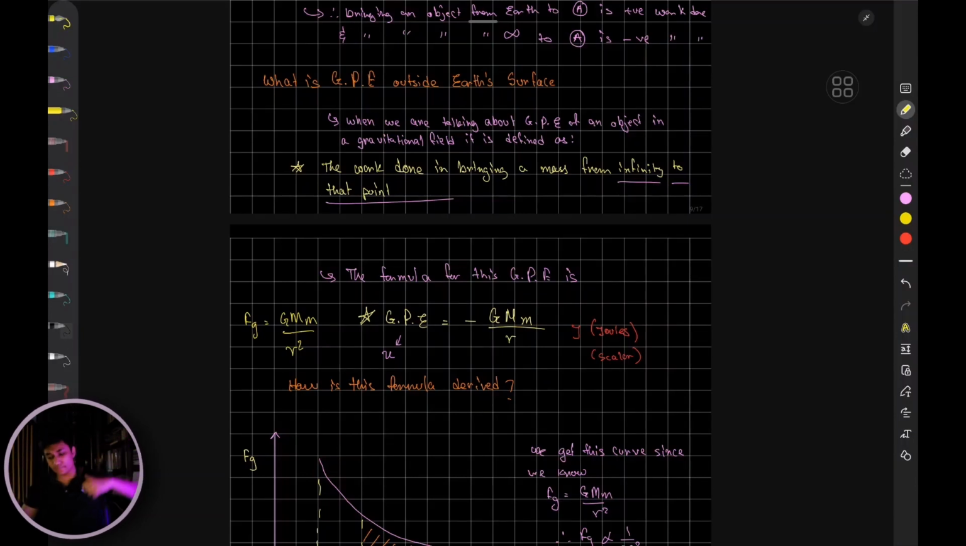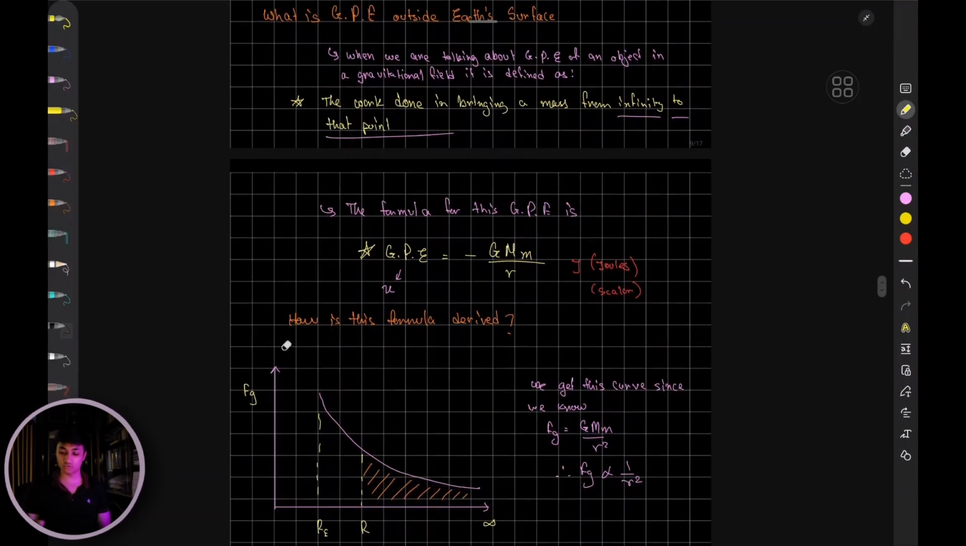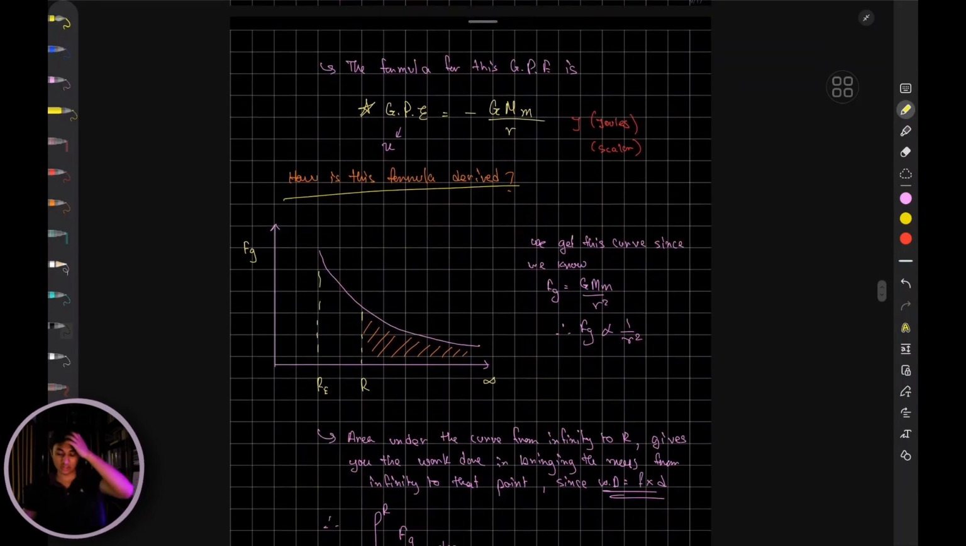Therefore, this is your formula for gravitational potential energy. You don't need to know how the formula is derived. However, if you are interested in knowing how the formula for GPE, the gravitational potential energy of an object, is derived, I will show you over here.